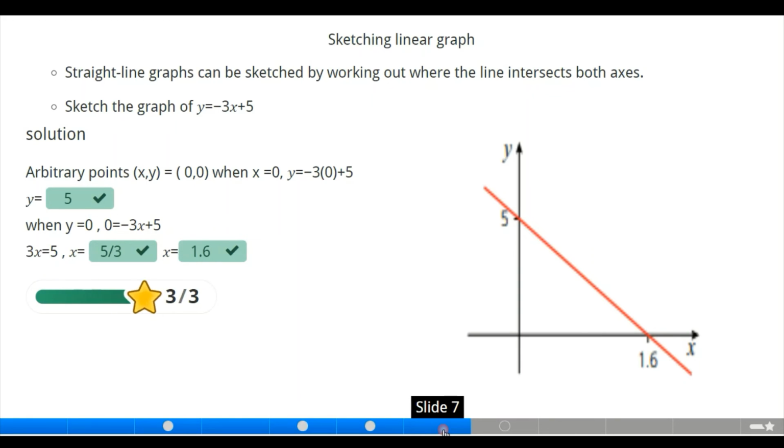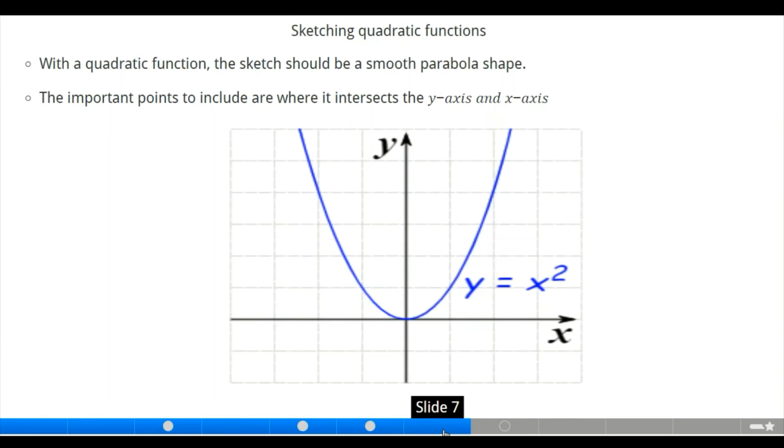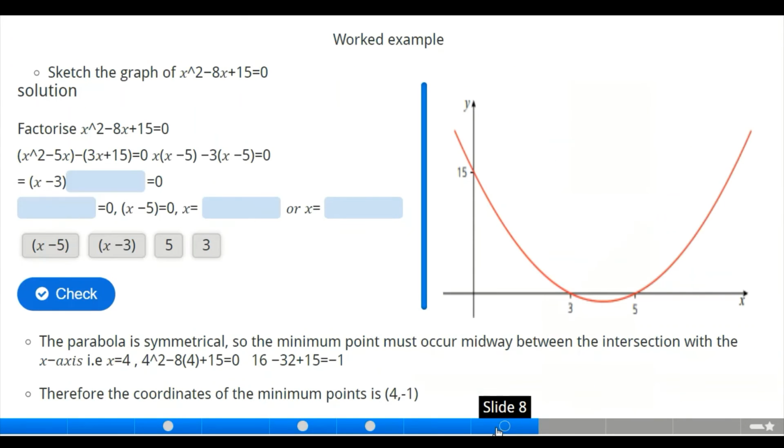Okay, now let's look at the next activity, which is sketching a quadratic function. With a quadratic function, the sketch should be a smooth parabola shape. And we have an illustration here. This is how a quadratic graph looks. So let's look at the example that we have here.